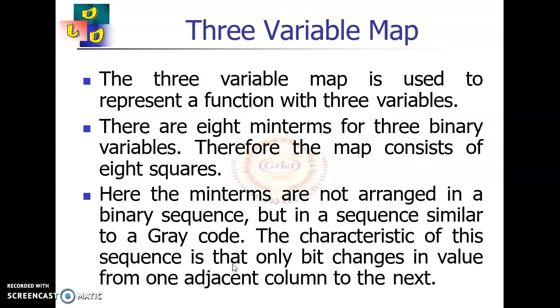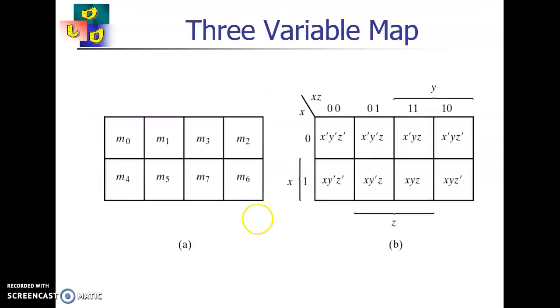But whenever you want to represent three variables, it is not possible to represent in binary sequence. See here, 00 is 0, which is M0. 01 is 1, which is M1. 10 is 2, which is M2, and 11 is 3, which is M3. According to the binary listing sequence, we have to write 0, 1, 2 and 3. But here we have written vice versa. We wrote 2 here and 3 here, because here we are following the concept called gray code.